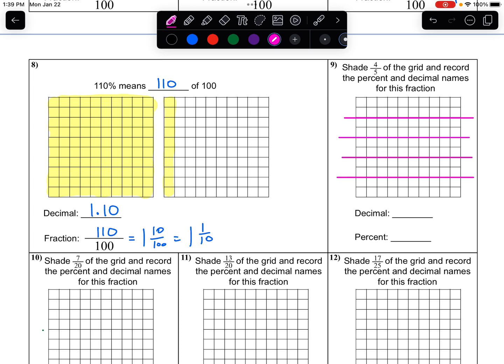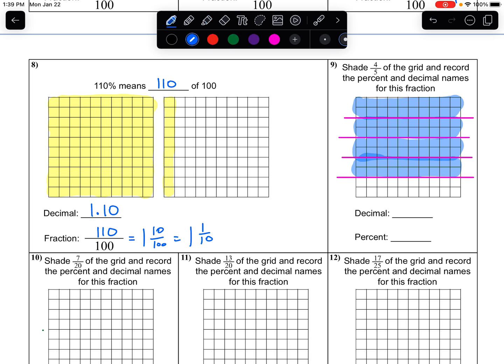And now we have 5 equal pieces, right? So this is 1, 2, 3, 4, 5 equal pieces. This big square broken up into 5 equal pieces, and we need to shade 4 of those 5. So shade 1, and then another one, that's 2, 3, and then 4. Now, you can shade this one, but you can also just shade the one next to it. So that's 4/5.